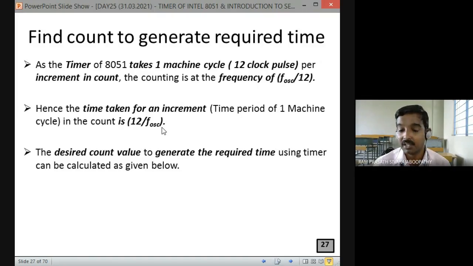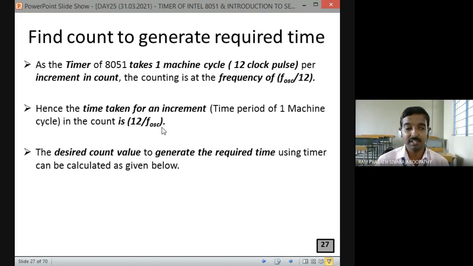For example, if it is a timer, what do I have to do? I have to find the count value which is going to generate the required time. We have to notice that even when I generate timing here, counting is what happens. What am I going to count? I am going to count the internal clock pulses. Here is how you can find the count value to attain the desired time delay generation.